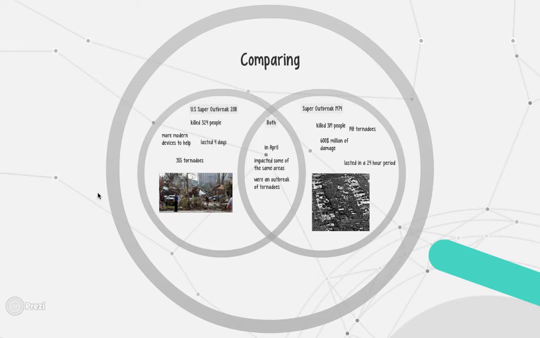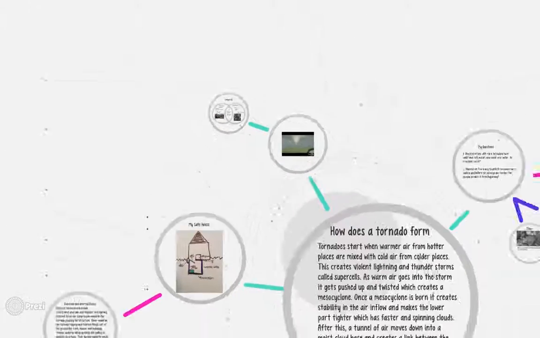It lasted 4 days with 355 tornadoes. The U.S. super outbreak 1974 killed 319 people with 148 tornadoes. It caused $600 million of damage and lasted in a 24-hour period.